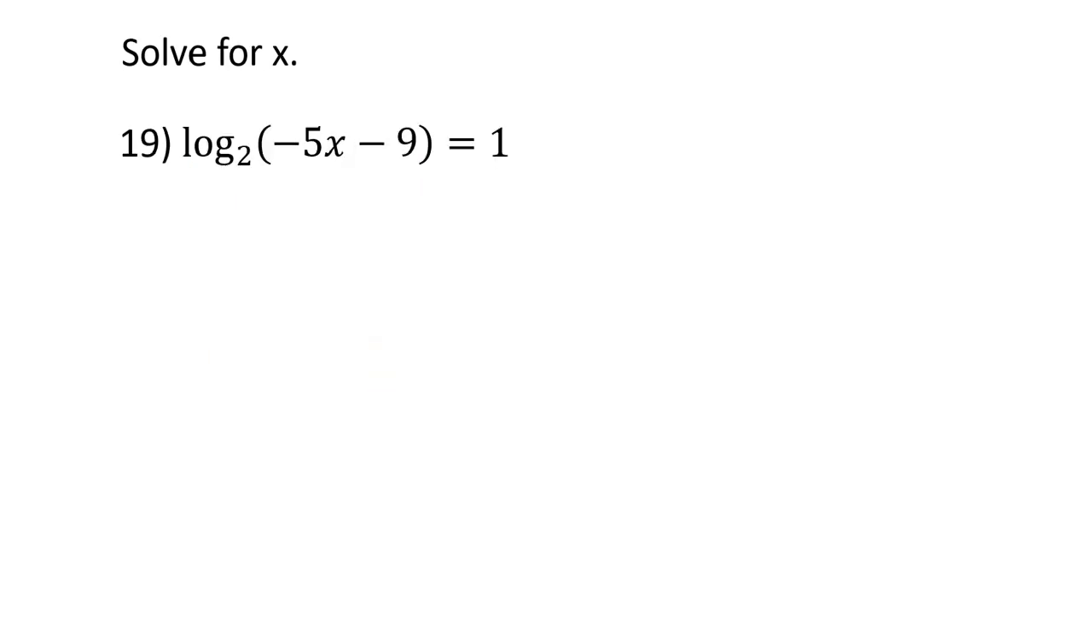Our last problem. All right, so we want to get rid of this log. To get rid of the log, I like to multiply in a base of 2 on both sides. So 2 and log base 2 are opposites, so they cancel. So I'm left with -5x minus 9 equals 2 to the first power. 2 to the first power is 2.